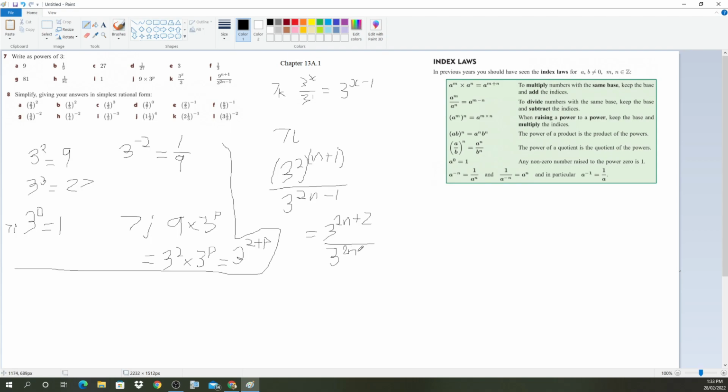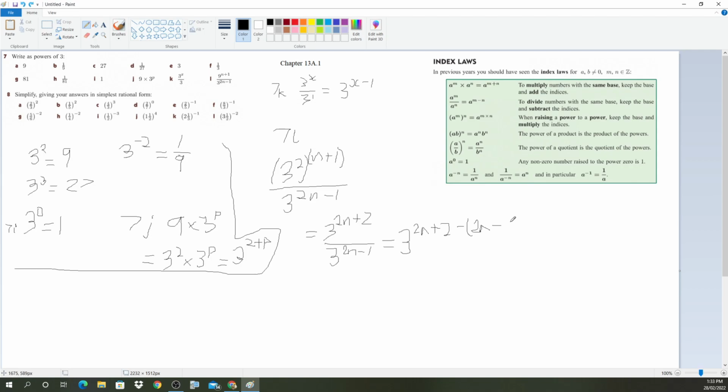2n minus 1. All right, then you have to carry out an operation with the second rule, and just be careful you're subtracting all of the power of the numerator. So it'd be 3 to the power of 2n plus 2 minus bracket 2n minus 1. Oops, I wrote a plus.